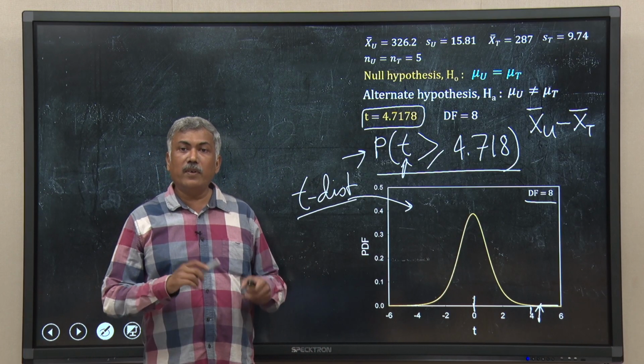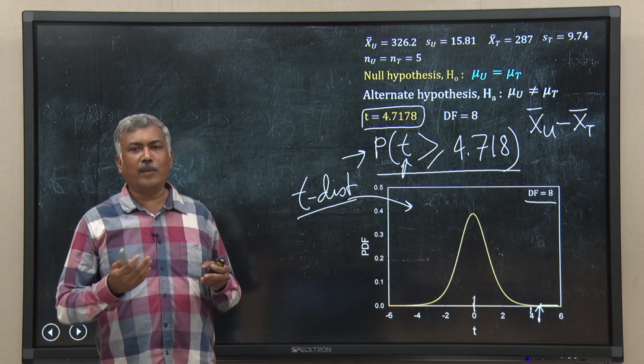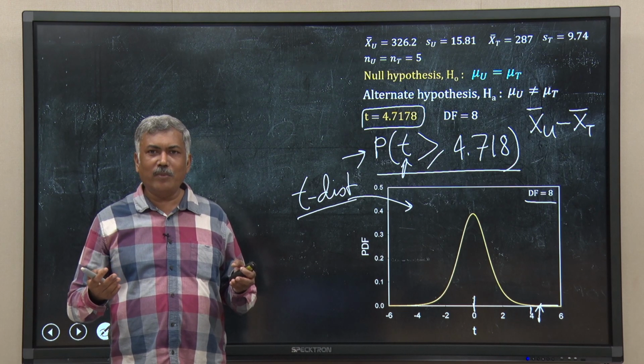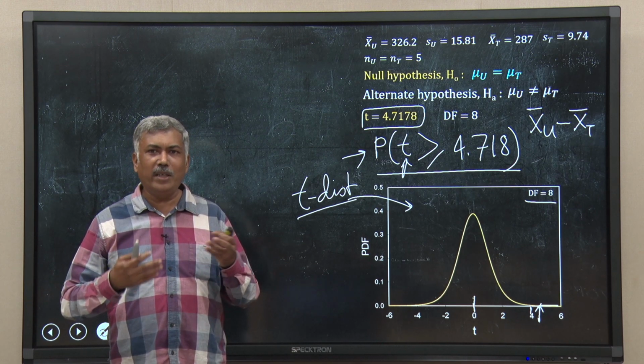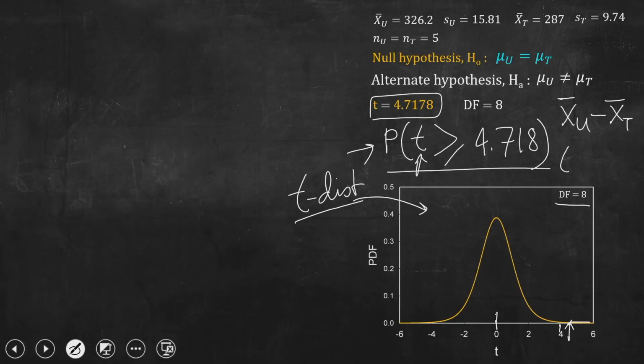Why can't I do the reverse thing? Take the x_t bar first and subtract x_u bar, then all my values of the difference in means will come out negative for this data set, and my t value will come out as minus 4.7178, right. So, let us check what that probability will be.